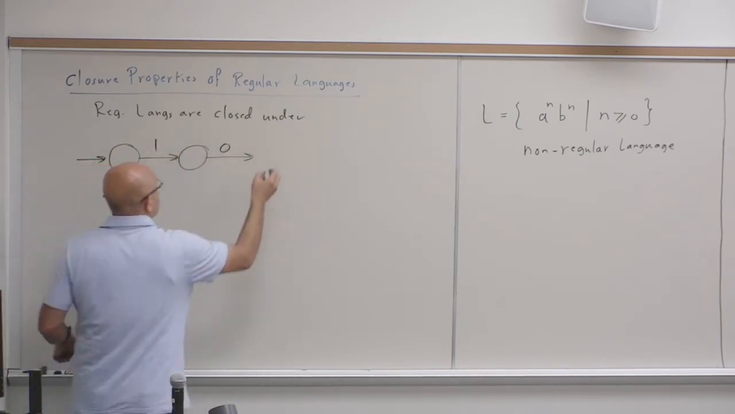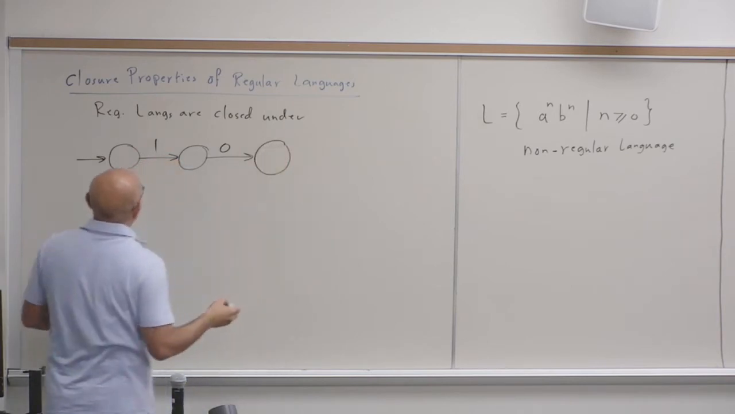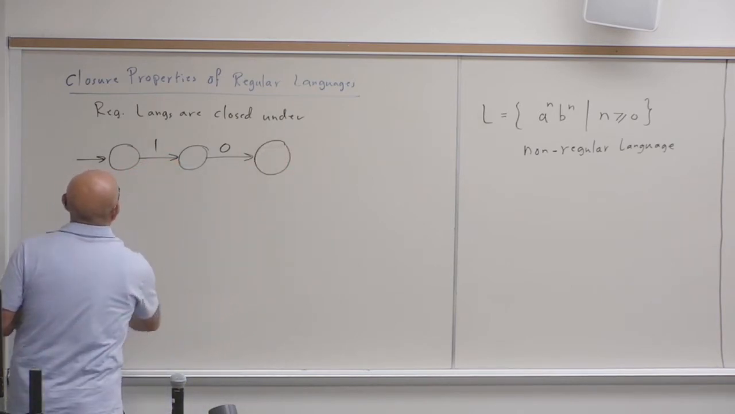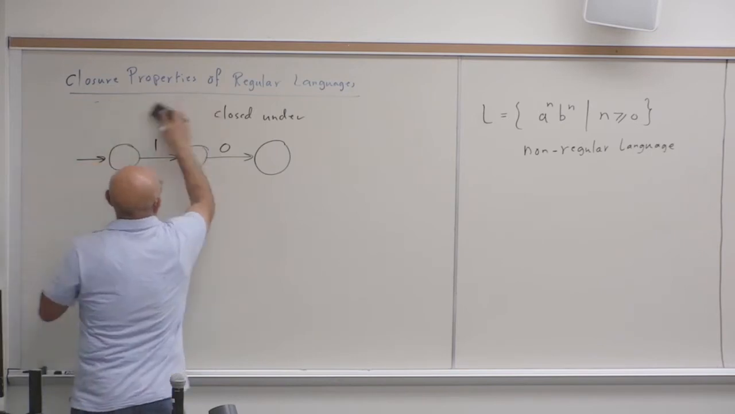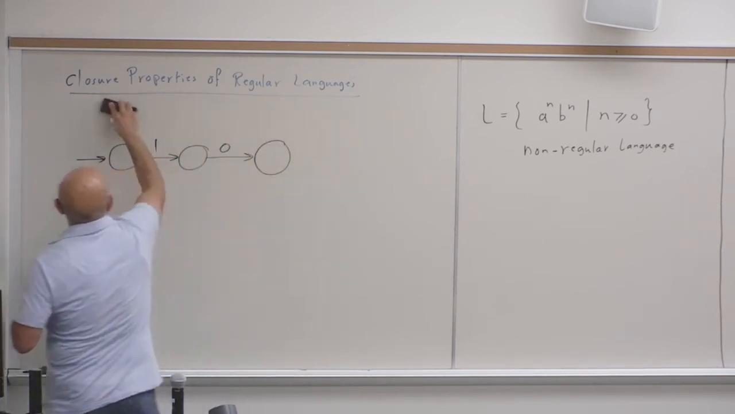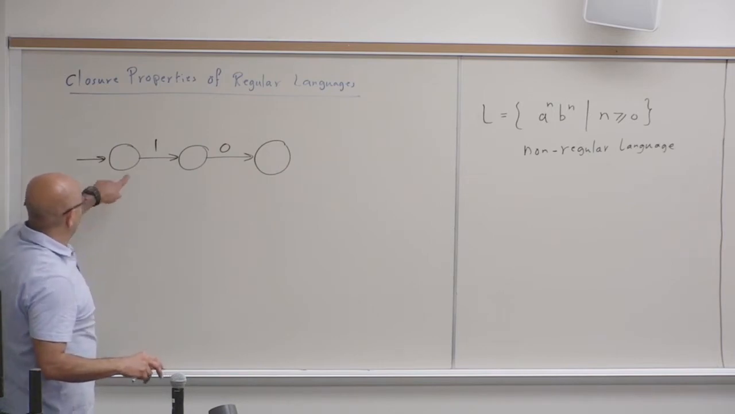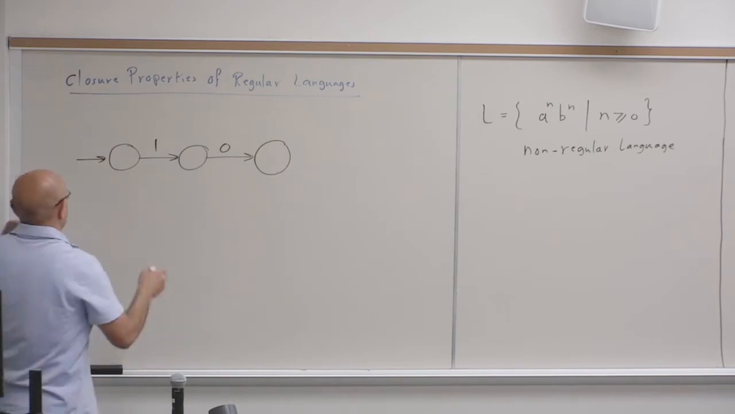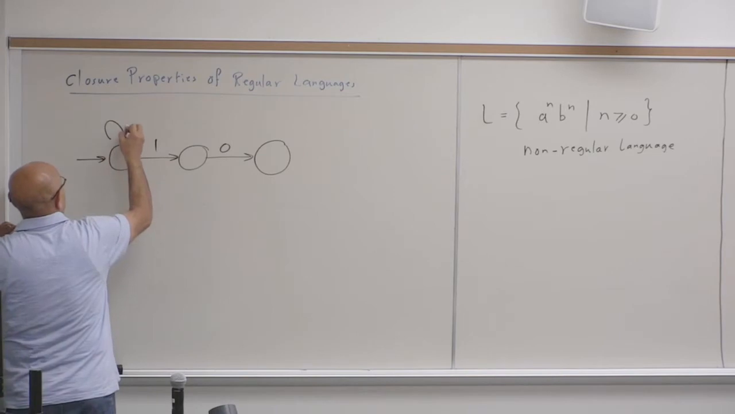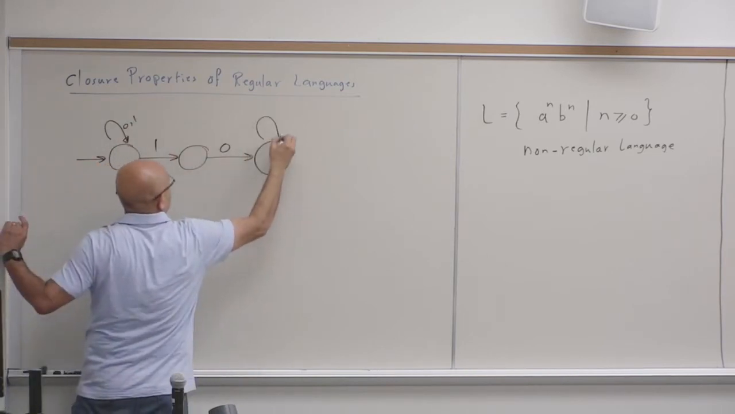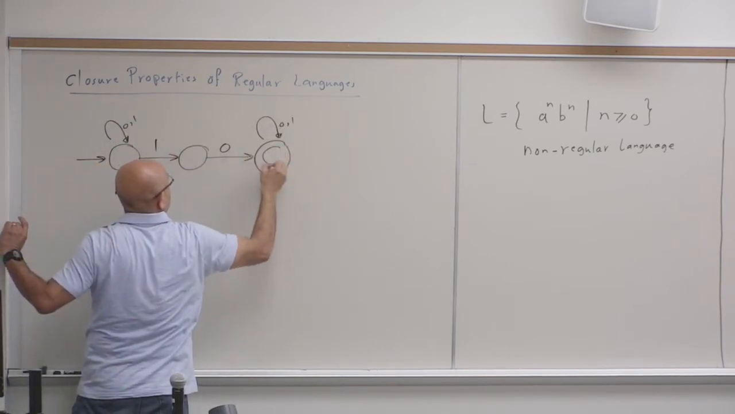Okay, so I used 10. I'm going to redraw. Oh, okay, so I can gain the space here that I need. So the language where 10 is a substring. It's going to have 01, 01, and this is an accept state.